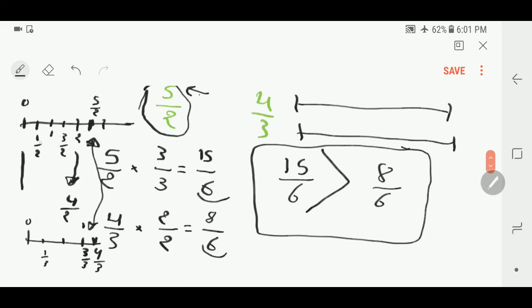But see, you didn't need to do this drawing of line segments. Just come up with the common denominator. Make it the same like this. Put them here together. And then compare the top. If the top is bigger, that means it's going to be bigger.